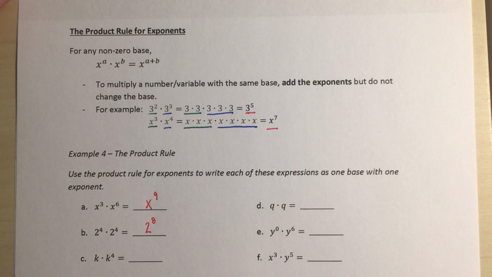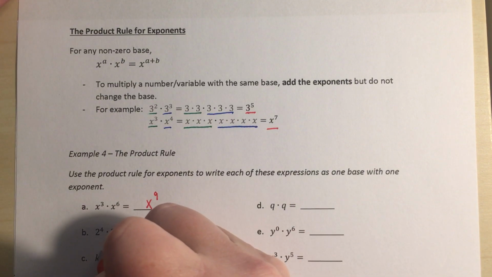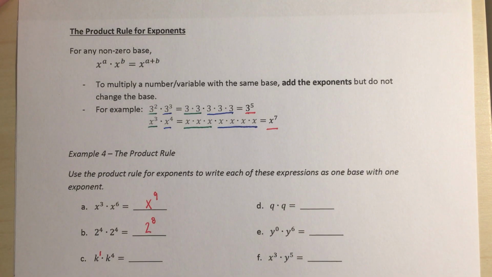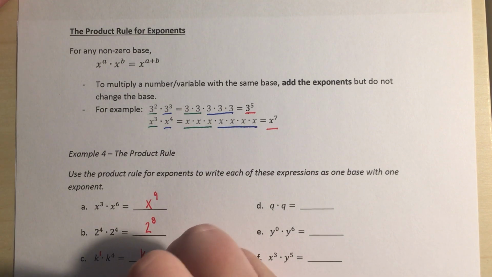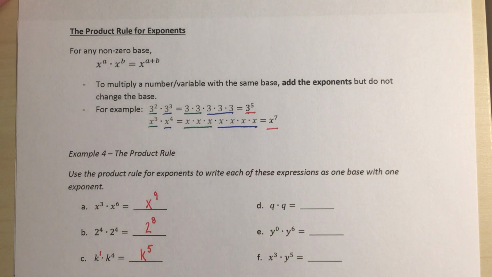K times k to the 4th. This is one case where we may want to add in an invisible 1 for our exponent. So if we added in an invisible 1 there for our k, then we're going to simply add 1 plus 4 to give us 5. So we're using our first power rule that we already talked about, and sometimes it may be to our benefit to write in our exponents. Whether or not you physically write them in is totally up to you. You can just think about them as having exponents of imaginary 1.